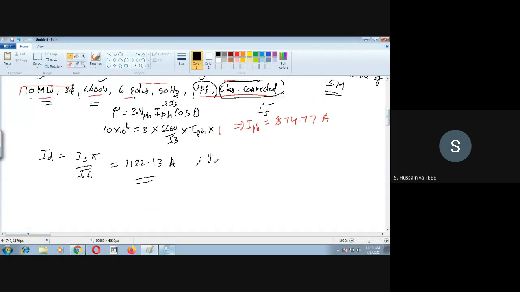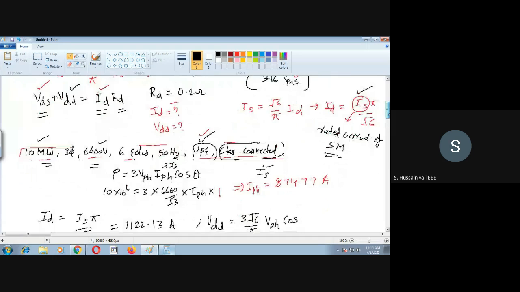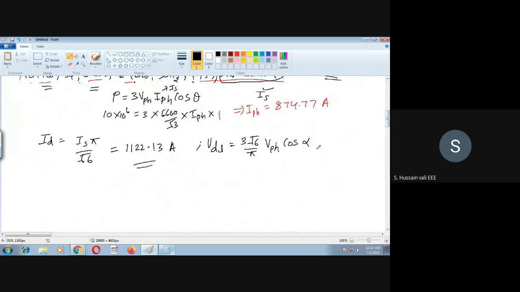VDL is equal to 3 root 6 by pi into, once again, V phase into cos. Better I will write some other angle, because here I have used theta already. Yeah, alpha, yes, I have. I will write alpha L, load side. Then we will substitute here 3 root 6 by pi into, one by one we will find out here.